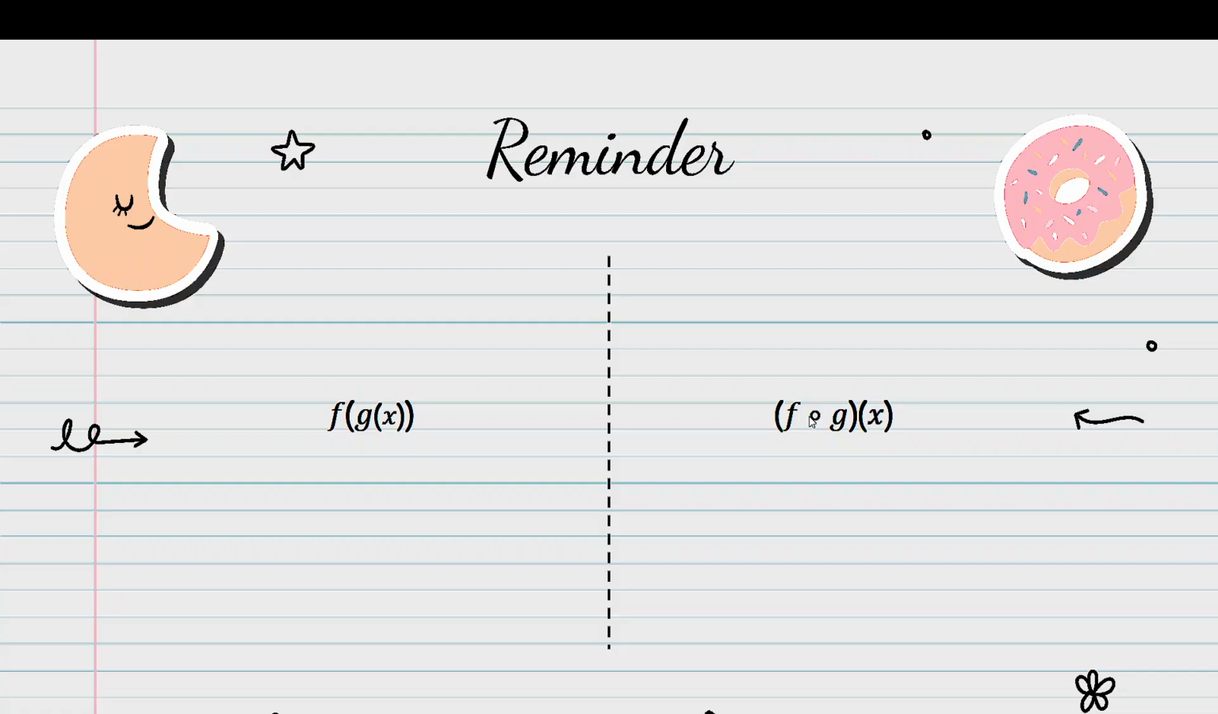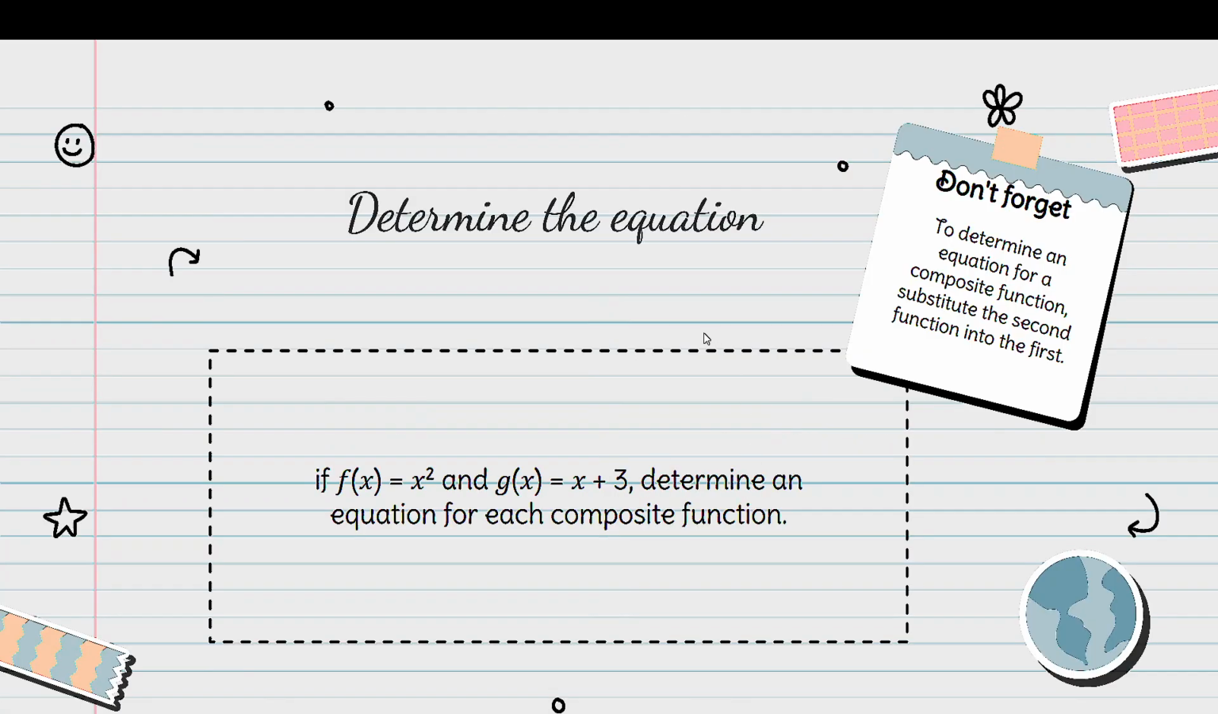Now it looks a little bit complicated right now, but when I get to an example, it'll look really easy. Anyways, here's an example. Determine the equation. If f of x is x squared and g of x is x plus 3, determine an equation for each composite function.